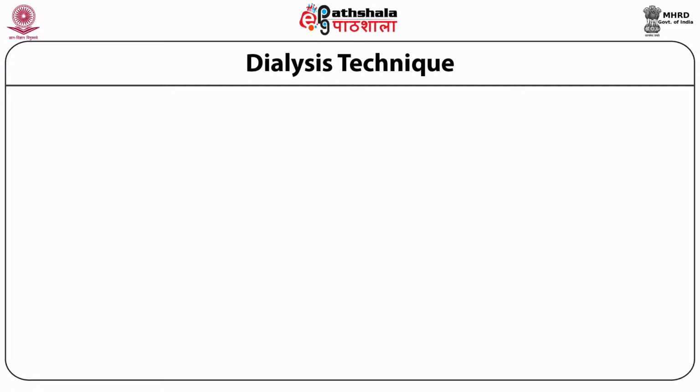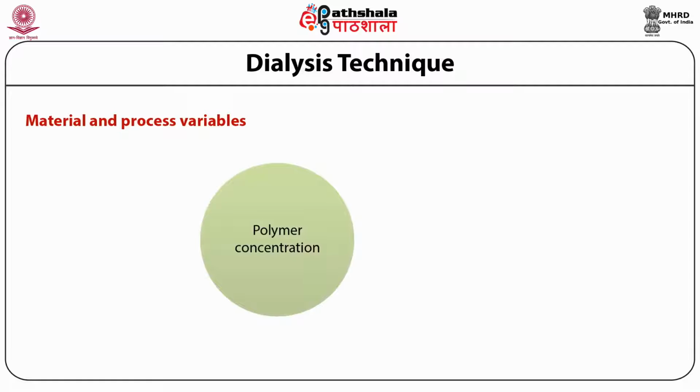Now, let us see what the various process variables are which affect the efficiency of this method. The variables we have already discussed in previous methods, but the particular process variables which affect this method are first polymer concentration and second solvent polarity.